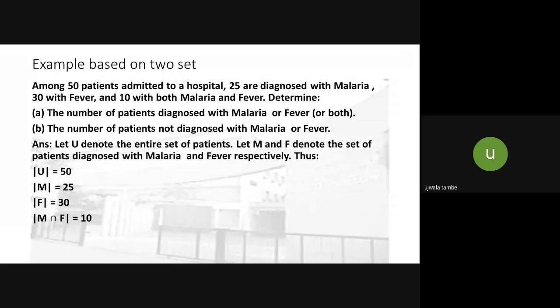Now draw the Venn diagram for the same. While starting with the Venn diagram, first draw the rectangle shape which denotes the universal set, and then go with set M, set F, and the intersection. First fill the area of intersection with value 10, then go with only M and only F.